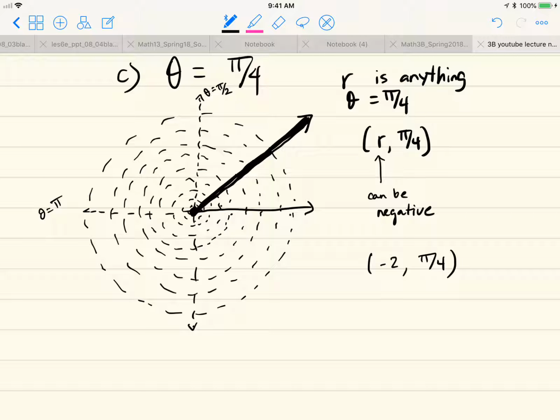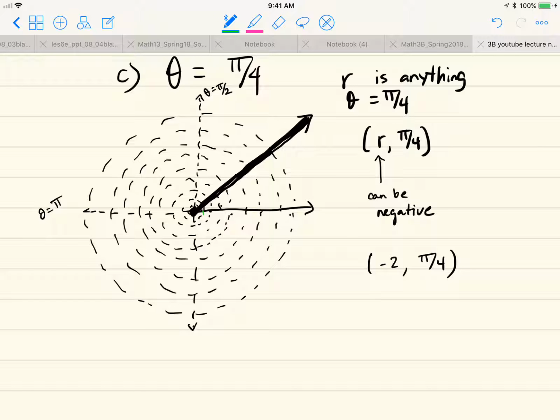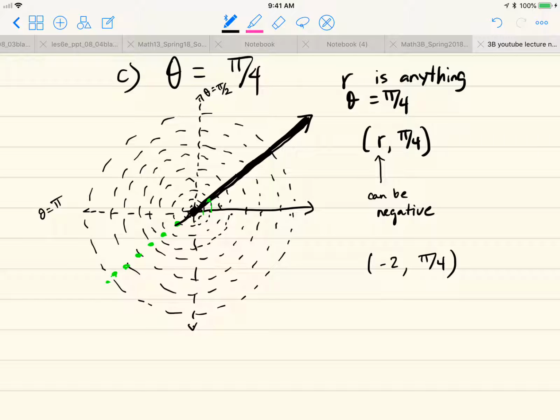We would go out to 2. Let me use a different color here. So we would go out to 2, and then we'd go up to pi over 4, right? And then because it's negative, we would flip it. So any of the points that are down here also belong to our graph, because these represent points where r is a negative number.